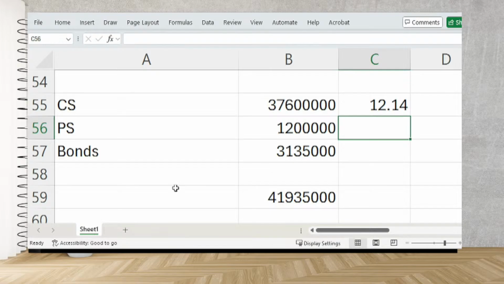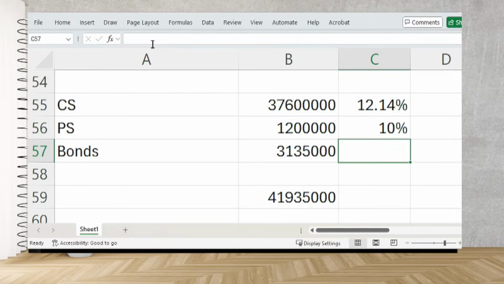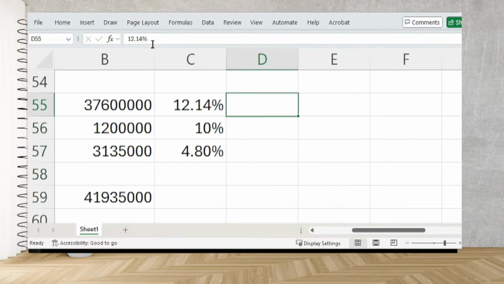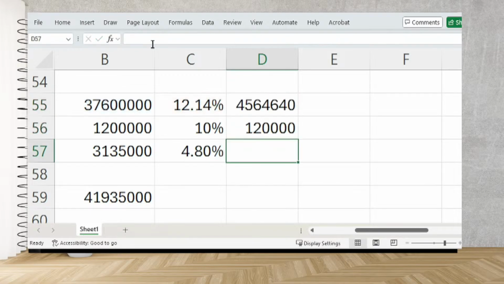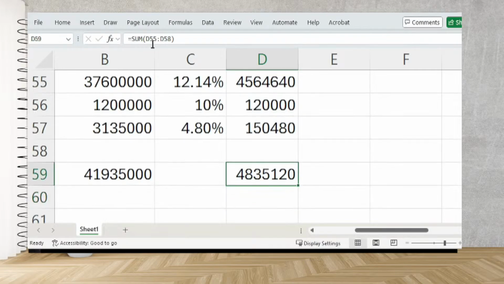14%, then 10%, and here 4.8%. Okay, then we can calculate this multiplied by this, this. So on total investment, market valuation of 41.935 million, my weighted average cost of capital is 11.53 or 11.5%. Clear?